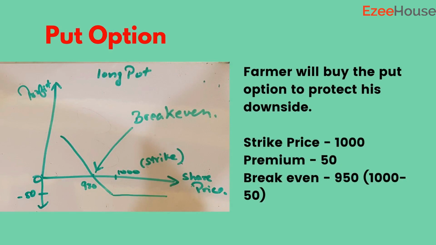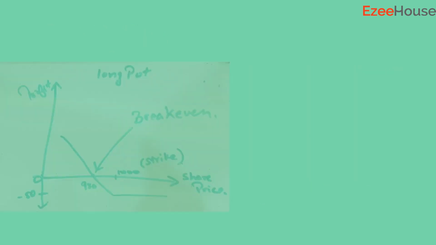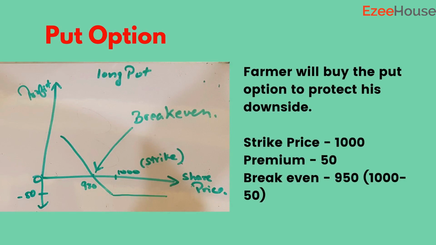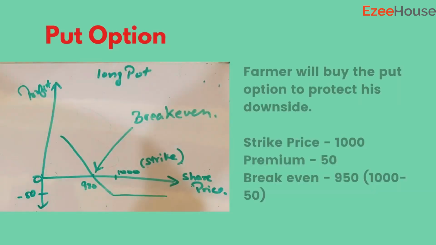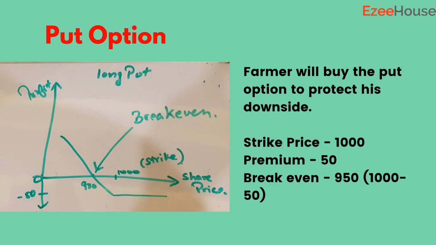Now let's look at another option, which is the put option, and see the same scenario. In this case, the farmer will buy the put option to protect his downside. His strike price we're looking at is 1000 rupees. The premium we're taking as 50 rupees. So the break even here will be 1000 minus 50, which is 950.